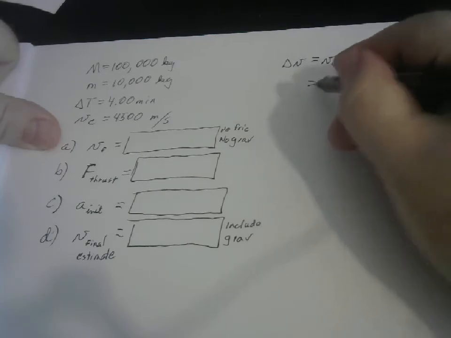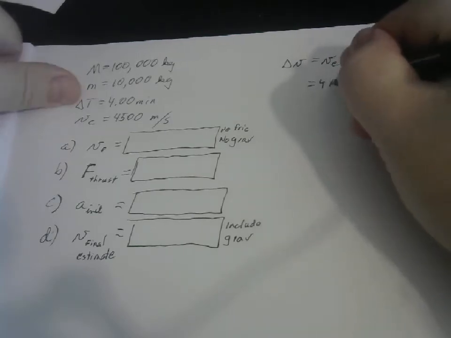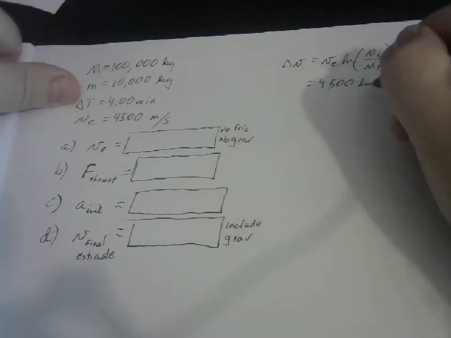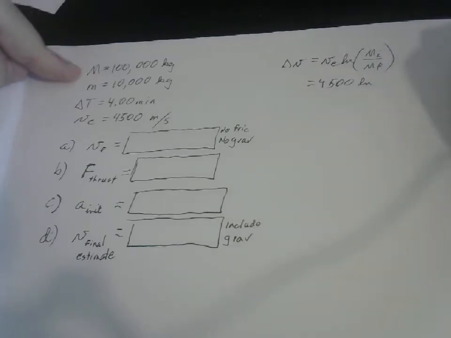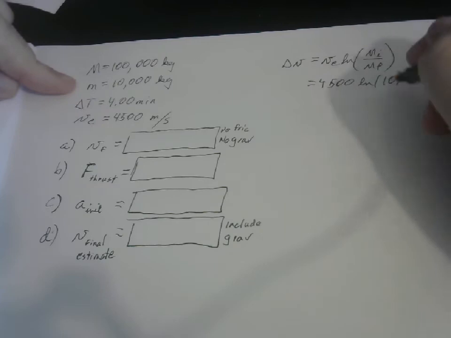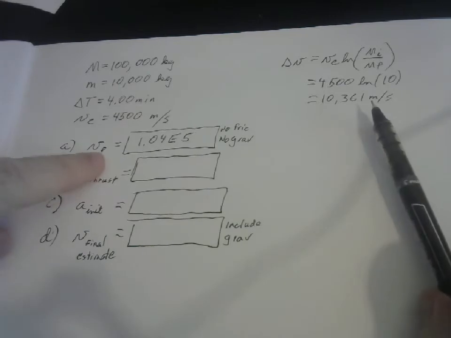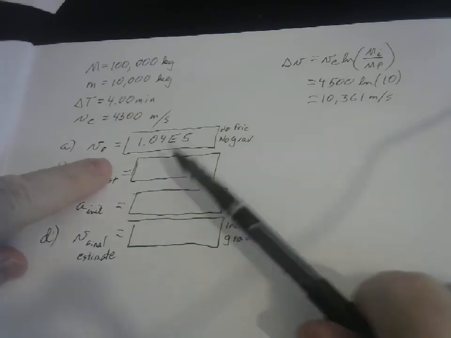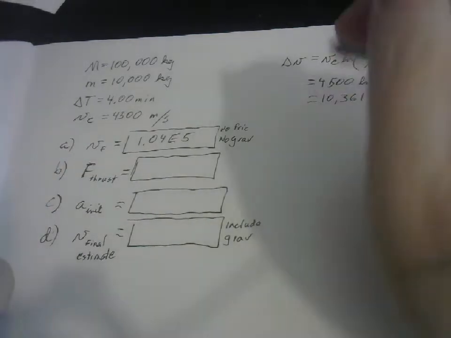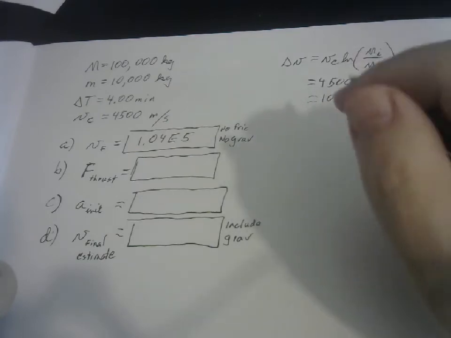And this will come out to be 4,500 times natural log, and the final mass is one tenth the initial mass, so it'll just be natural log of 10. So it's 10,361 meters per second, or 1.04 E5 to three significant figures.